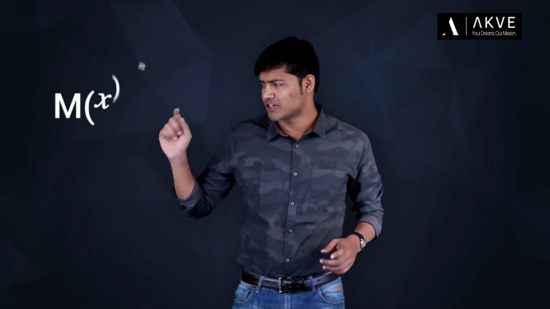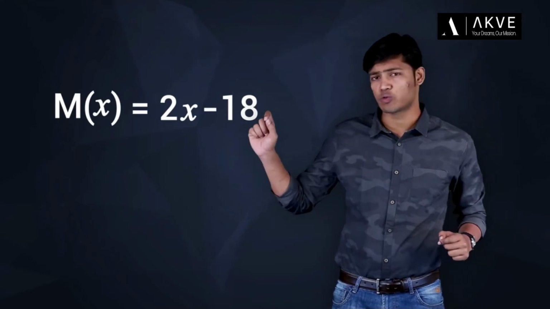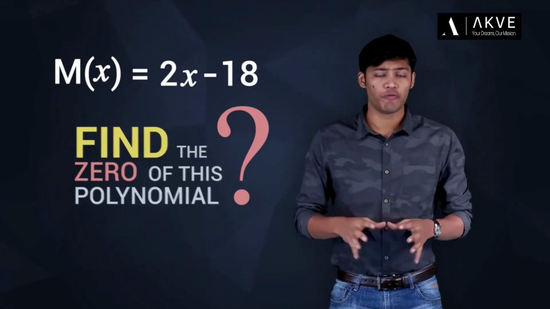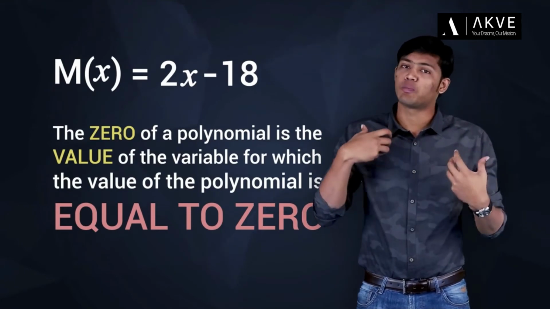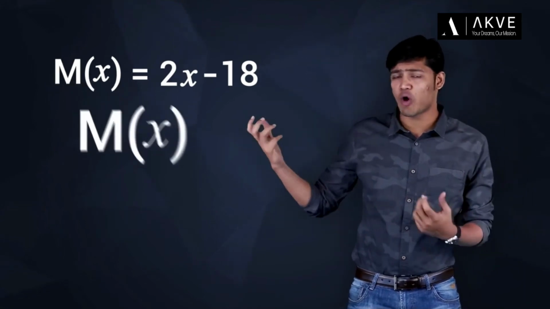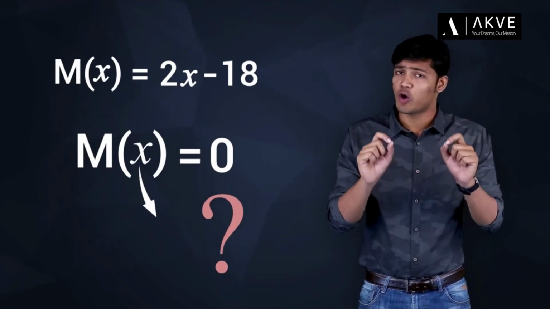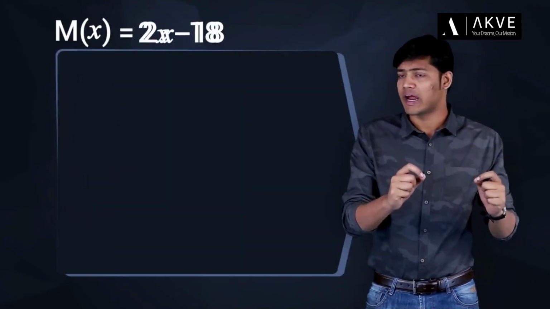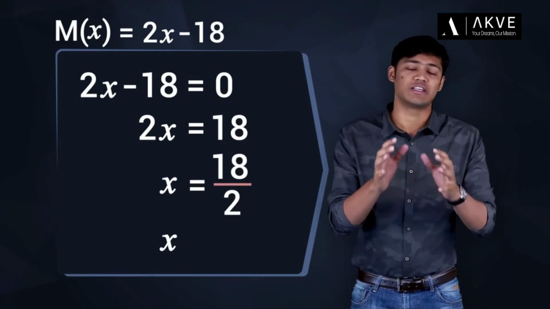Now, here is an interesting question for you. In this problem, we have been given the polynomial m of x equals 2x minus 18, and we have to find the zero of this polynomial. We know that the zero of a polynomial is the value of the variable for which the value of the polynomial is equal to 0. So what we will do is, we will take the polynomial m of x and equate it to 0, and then we will find the value of x. So if we equate m of x to 0, we will get 2x minus 18 equal to 0, which implies that the value of x is equal to 9.